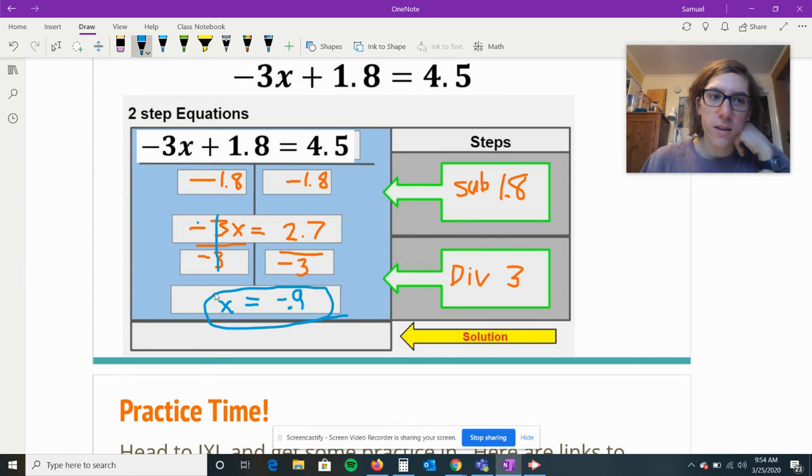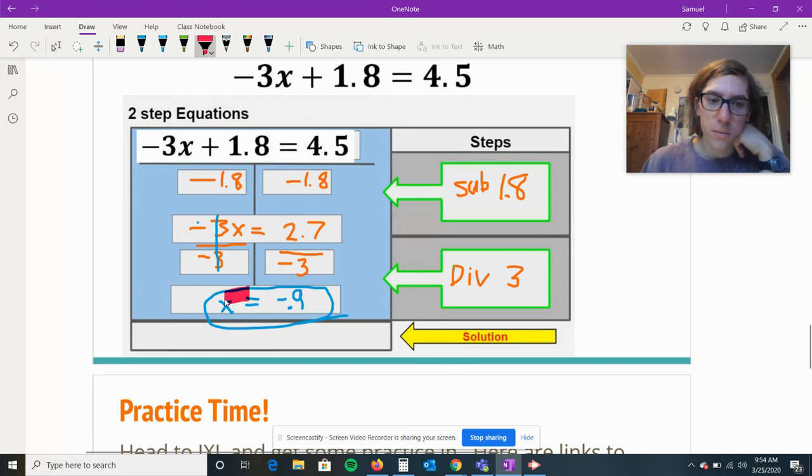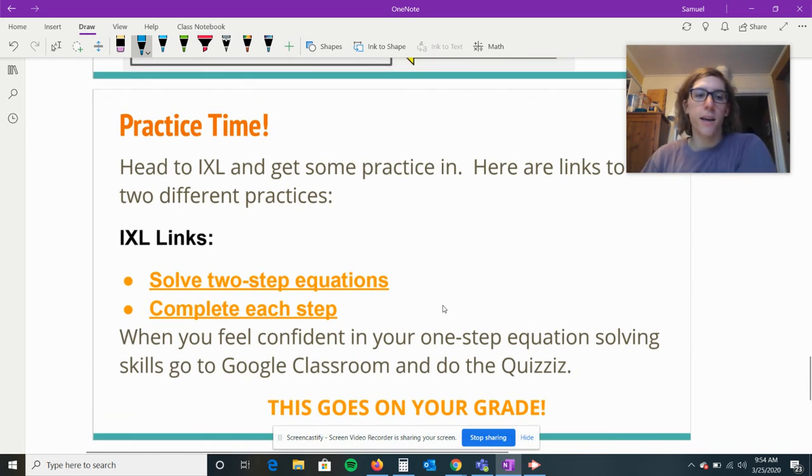If we took this value, let's highlight this guy. Say we do this fun color here. Might be too dark. Oh, not too bad. Okay, so if we take this negative 0.9 and plug it back into the start, multiply those and add that, we should get 4.5. If not, then that's not our solution. All right, great job, guys.